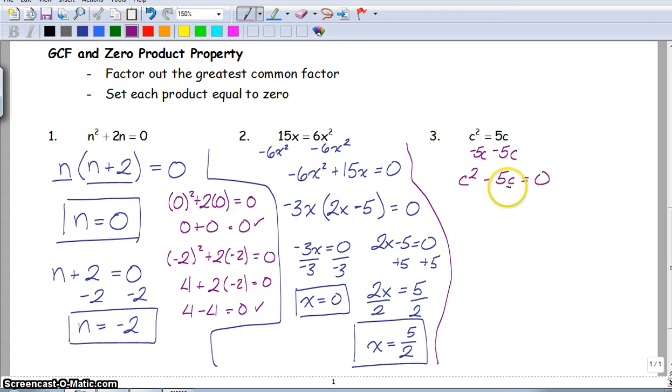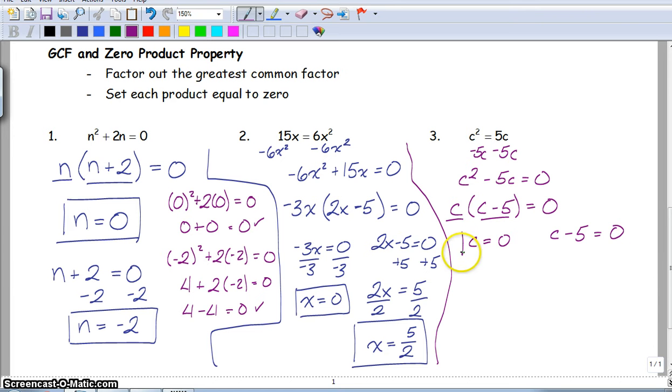Between c squared and -5c, the greatest common factor is just c. And I'm left with c minus 5. All of that equals 0. If I were to distribute this out again, c times c is c squared, c times -5 is -5c. So from there, set each product equal to 0, c equals 0, c minus 5 equals 0.